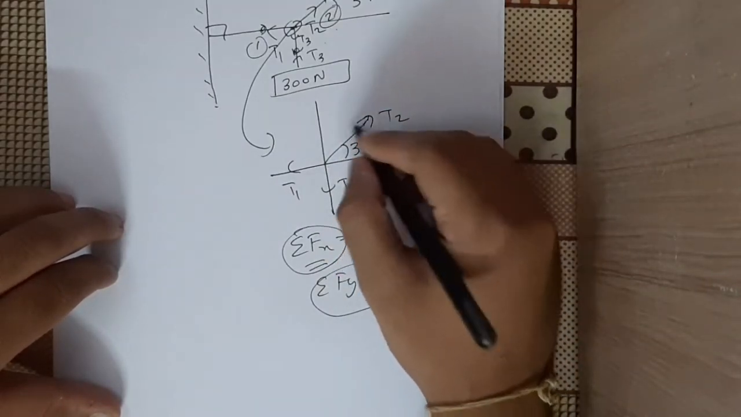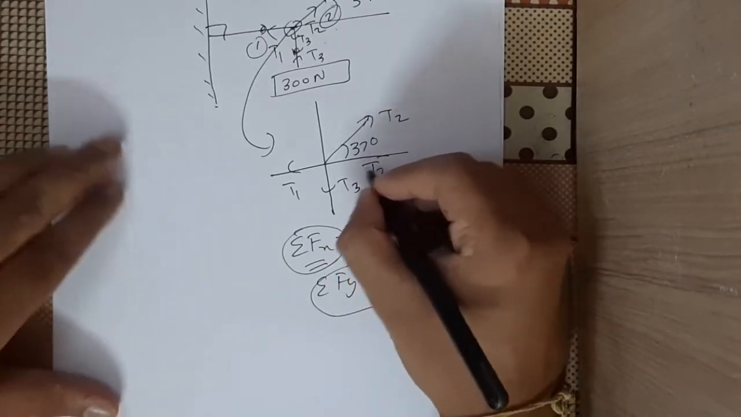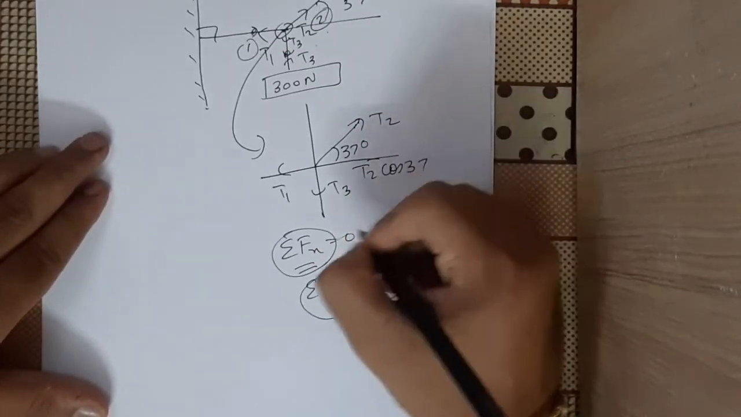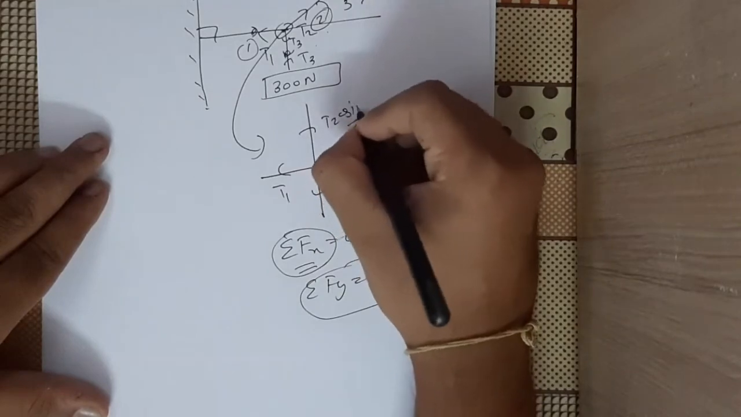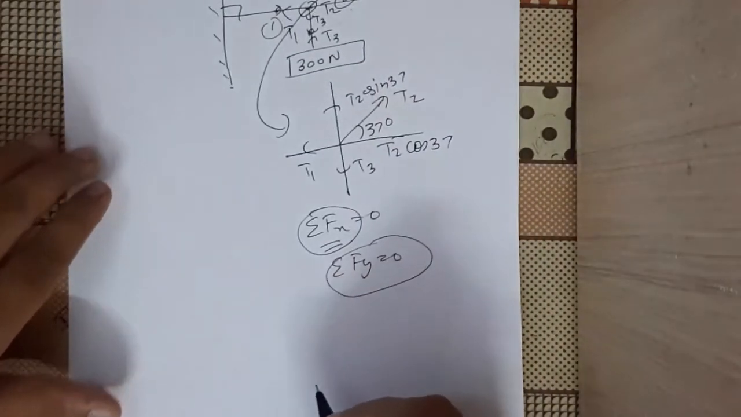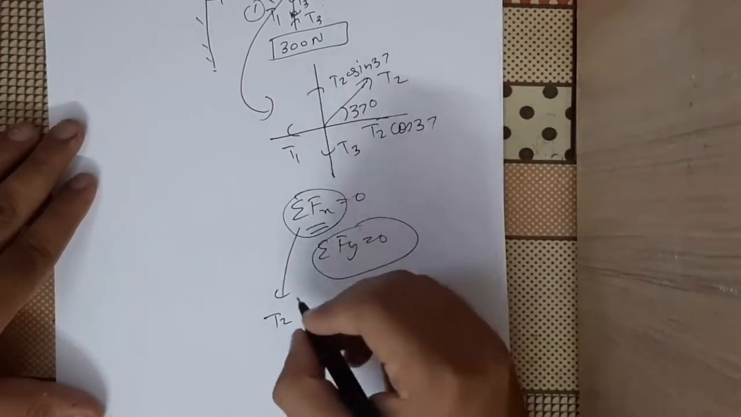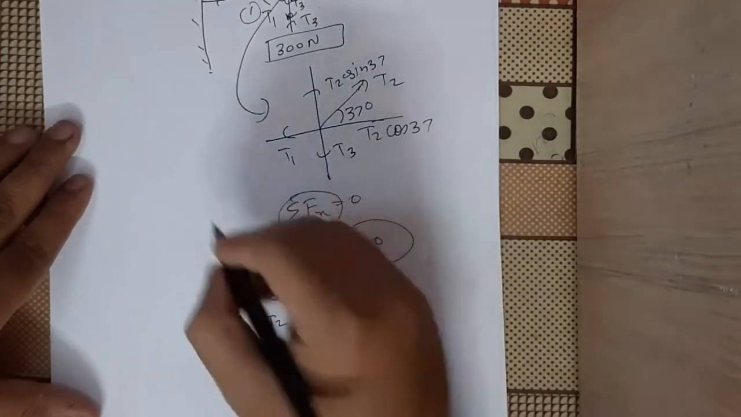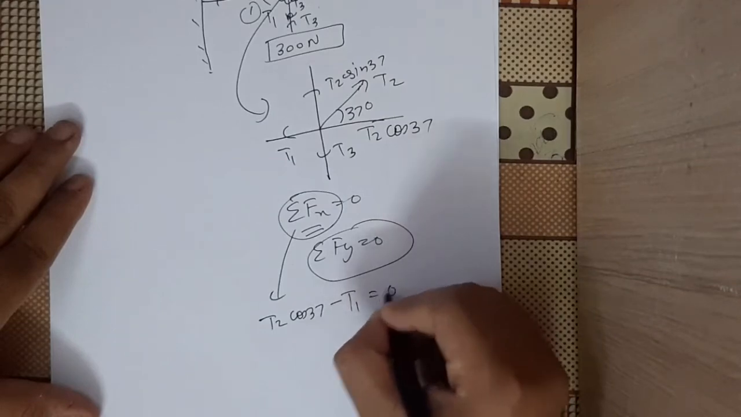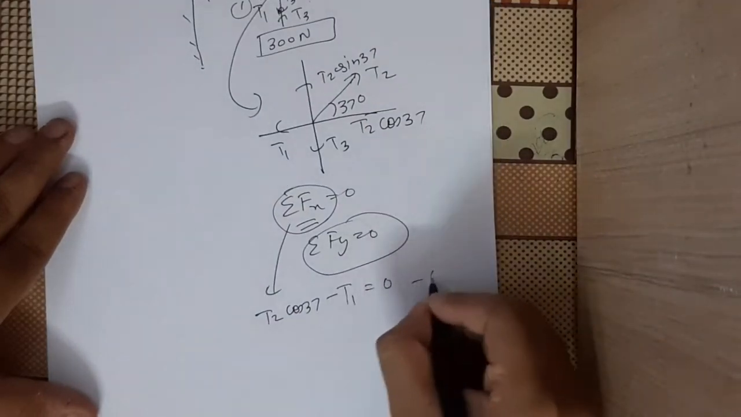I hope you have an idea of how to take the components. So the T2 component in the x direction will be T2 cos 37, and upwards it will be T2 sin 37. So in the x direction, what are the forces with sign? With sign we can say that there is a force T2 cos 37, then there is a force T1, and this has to be equal to 0. So this is our equation 1.